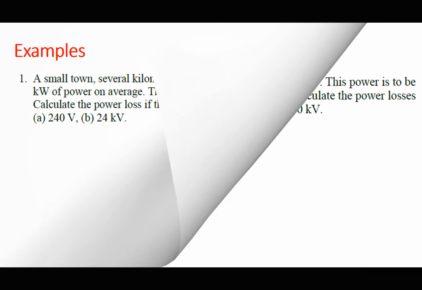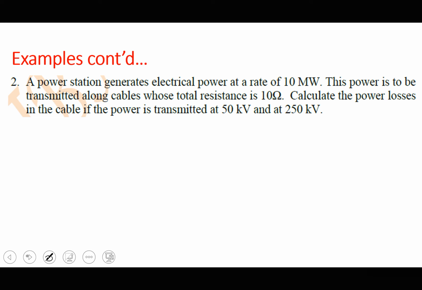Maybe that is not satisfying. Let's check another example before we make a conclusion. A power station generates electrical power at a rate of 10 megawatts. The power is to be transmitted along cables whose total resistance is 10 ohms. Calculate the power losses in the cable if the power is transmitted at 50 kilovolts and at 250 kilovolts. So let's have 50 kilovolts here, and we shall have 250 kilovolts the other side.